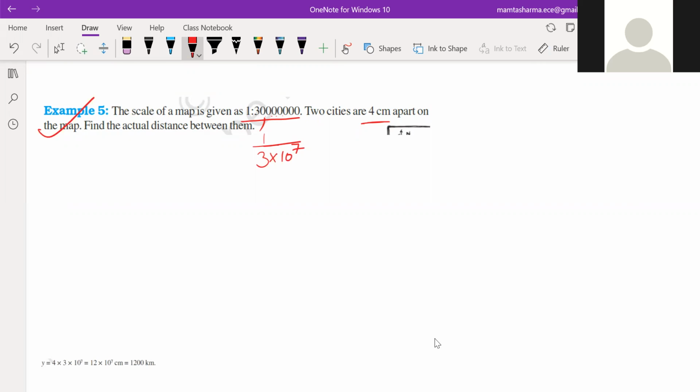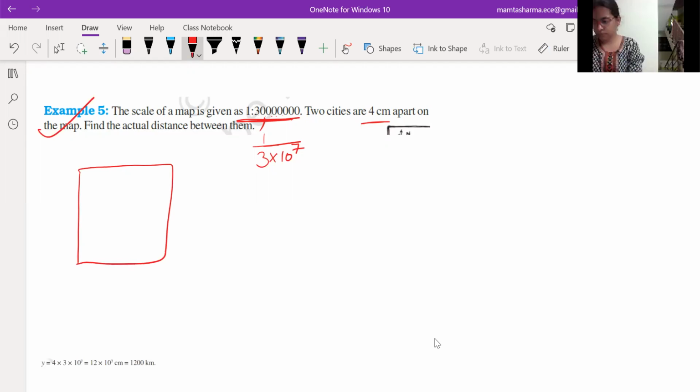It will be the same as what you have told. The scale of the map is given as a ratio. You know that there is a direct proportion between the actual distance and the distance shown in the map. If they say 1 centimeter equals 10 meters, then if 1 centimeter increases, the actual distance also increases.